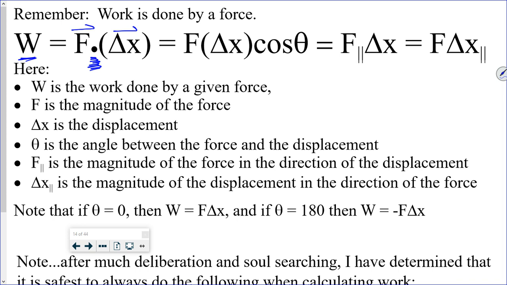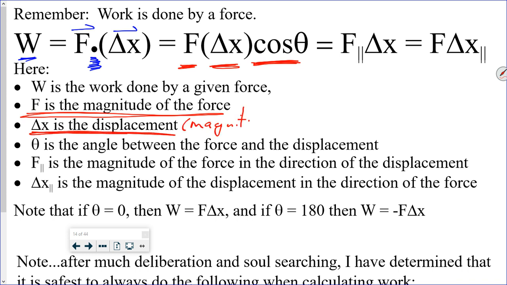All right. So to calculate it, there are basically three ways that you can do it. To calculate work, option number one, multiply the magnitude of the force by the magnitude of the displacement, and multiply that by the cosine of the angle between those two vectors. Okay, this is huge. So F is the magnitude of the force. Delta X is the displacement vector, but again, just the magnitude. I wish I had written that there. And theta, this is the piece people always screw up. It's the angle between the force and the displacement vectors.